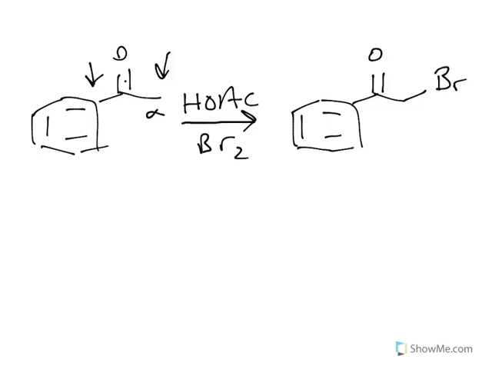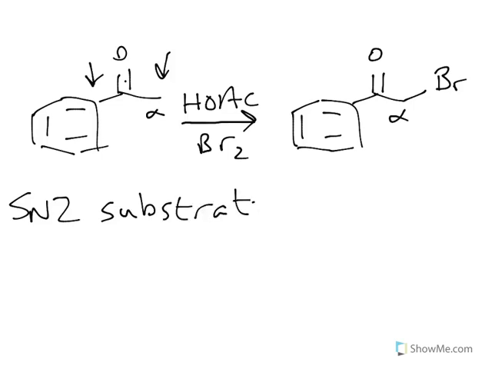Now, what's very interesting about these, what we call alpha bromo compounds, and the reason they're called that is because you have a bromine at the alpha position, is that they are very good SN2 substrates. And what that means is we can use nucleophiles to attack at that alpha position. So we will draw our alpha halo compound here.